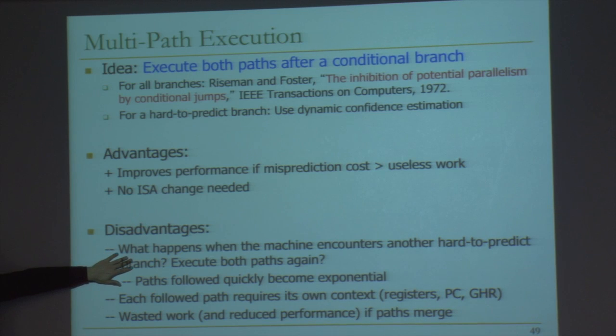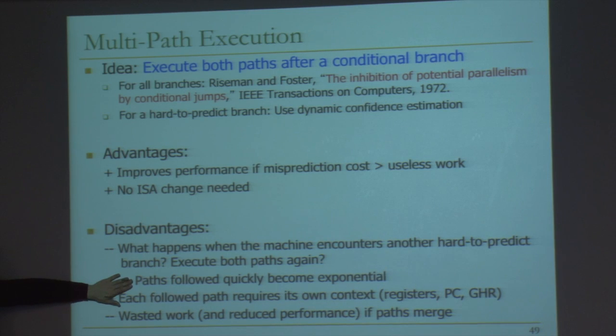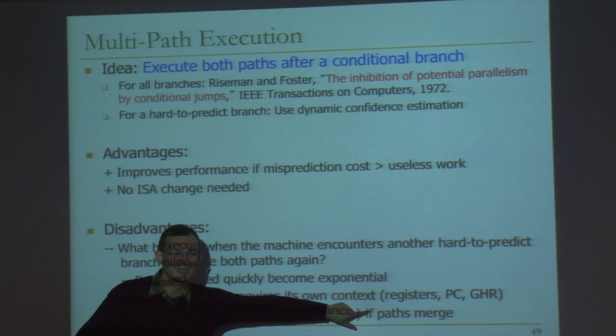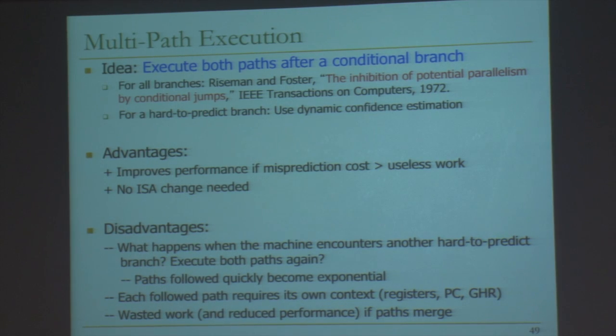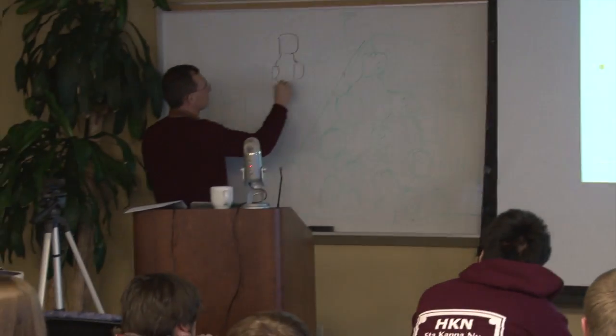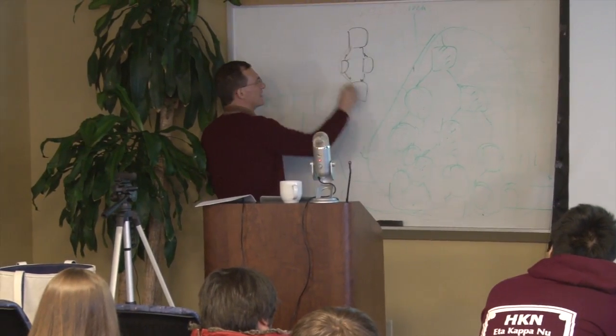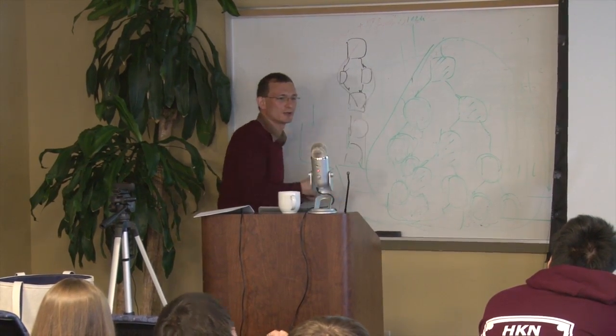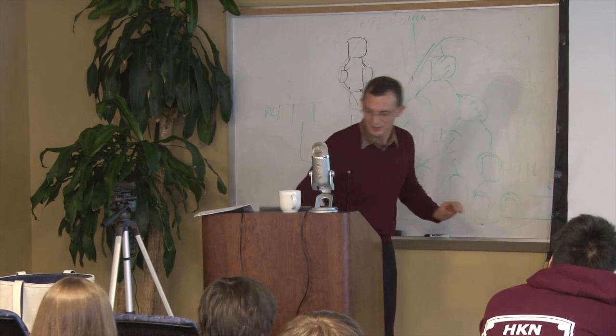What happens when the machine encounters another hard to predict branch? Do you execute both paths again? And that may be a good idea. So paths followed quickly become exponential. You're wasting a lot of work quickly. And wasted work, we already talked about that, right? Well, wasted work exists, but it's especially annoying, if you will, if paths merge. If you have a hammock branch, and if you do this for the hammock branch, which I'll show in the next slide, well, if paths merge, and if you didn't detect that, you'll be executing both paths and same code, right? Except the data values may be different.